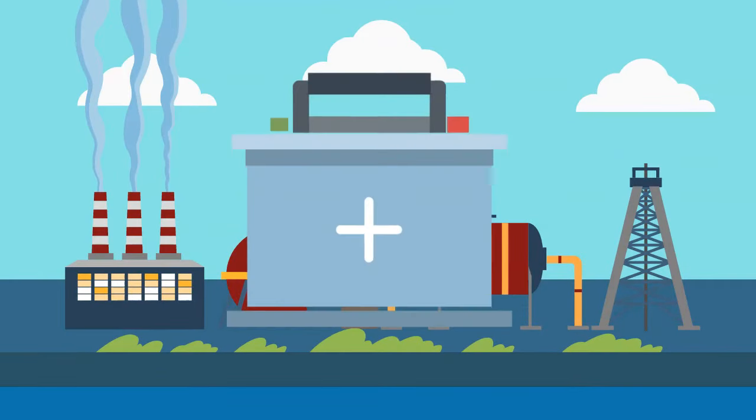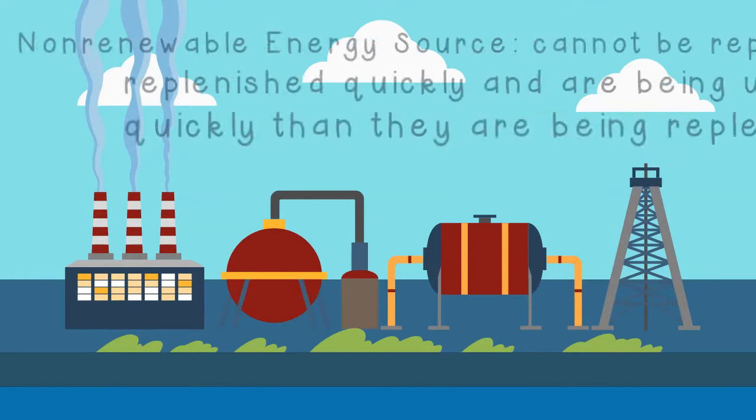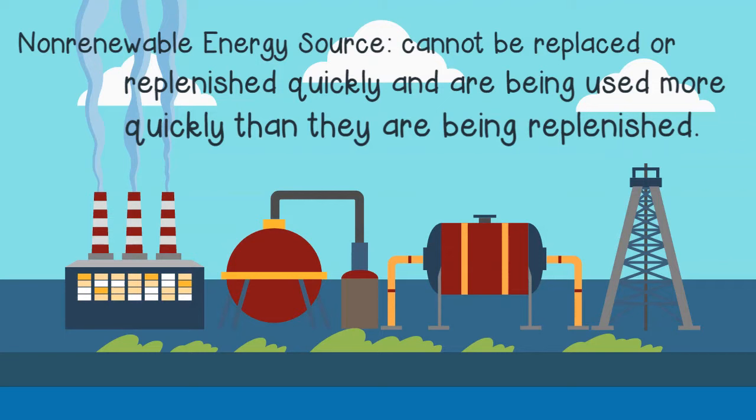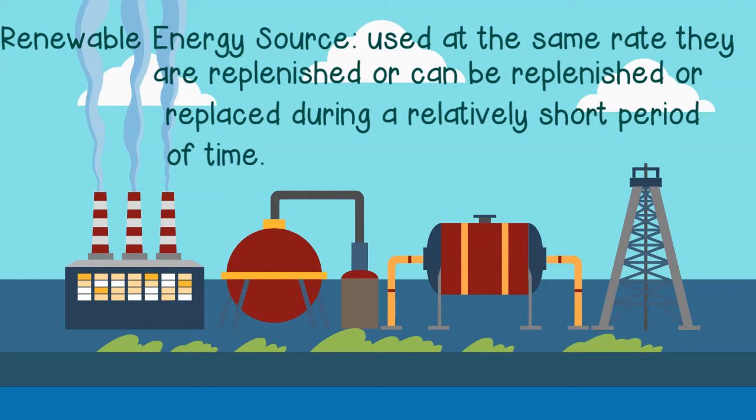Energy can be generated from many different sources. Some of these sources are non-renewable, meaning that they cannot be replaced or replenished quickly and are being used more quickly than they are being replenished. Other resources are renewable. These resources are either used at the same rate they are replenished or can be replenished and replaced during a relatively short period of time.